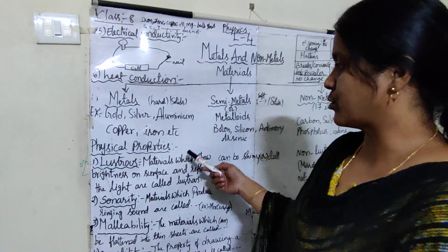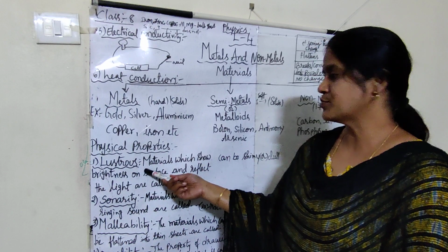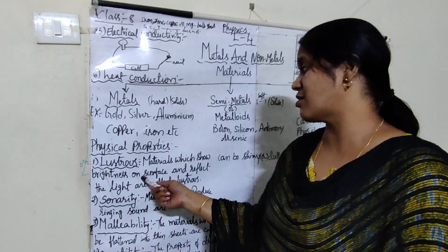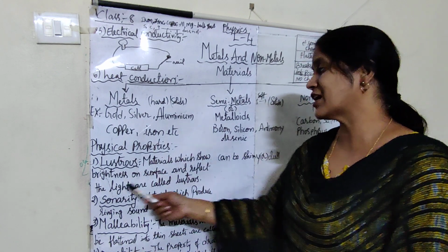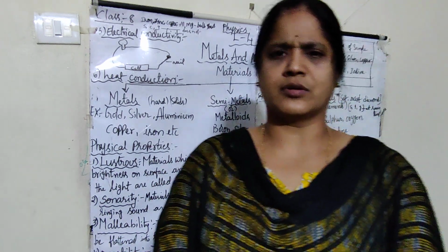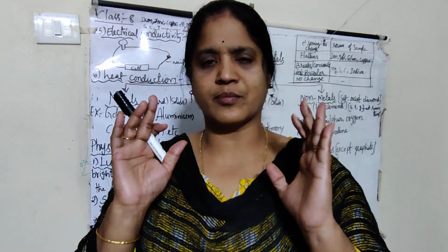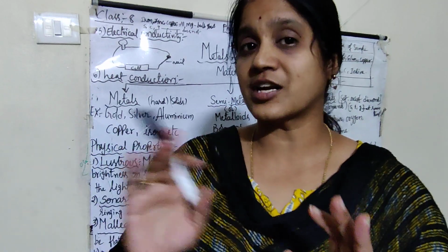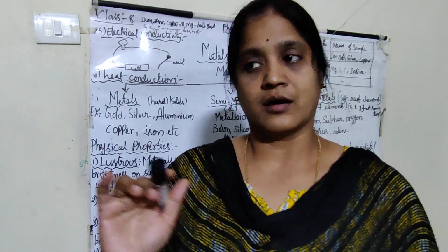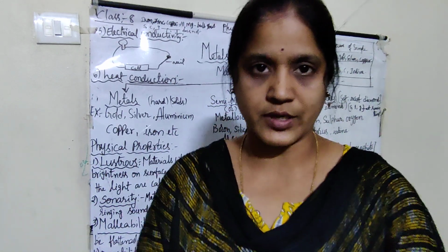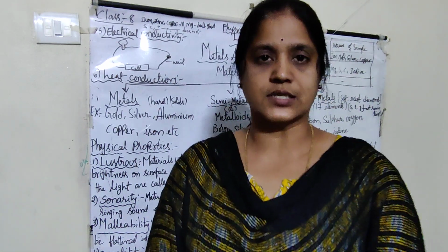Here I wrote, you see, lustrous means the materials which show brightness on the surface and reflect the light are called lustrous. For example, you collect the different metals: iron, copper, steel. Steel does not come under that, it is a different category. I will explain later at the end of this lesson.